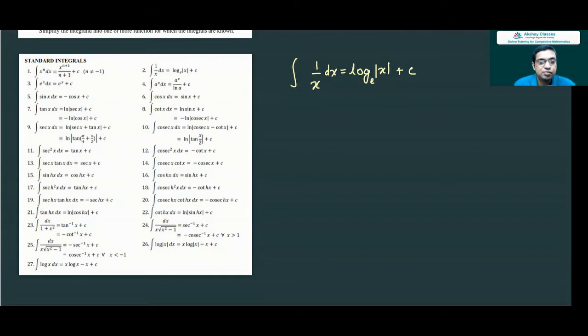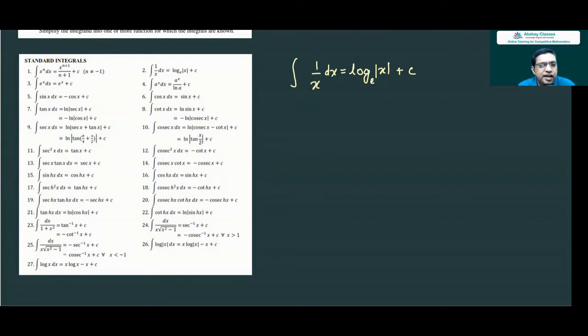Derivative of cos x is minus sin x. So integral of sin x will be minus cos x plus c. Integral of cos x will be plus sin x plus c. Integral of tan x. Integral of tan x is log mod secant x plus c, or minus log mod cos x.